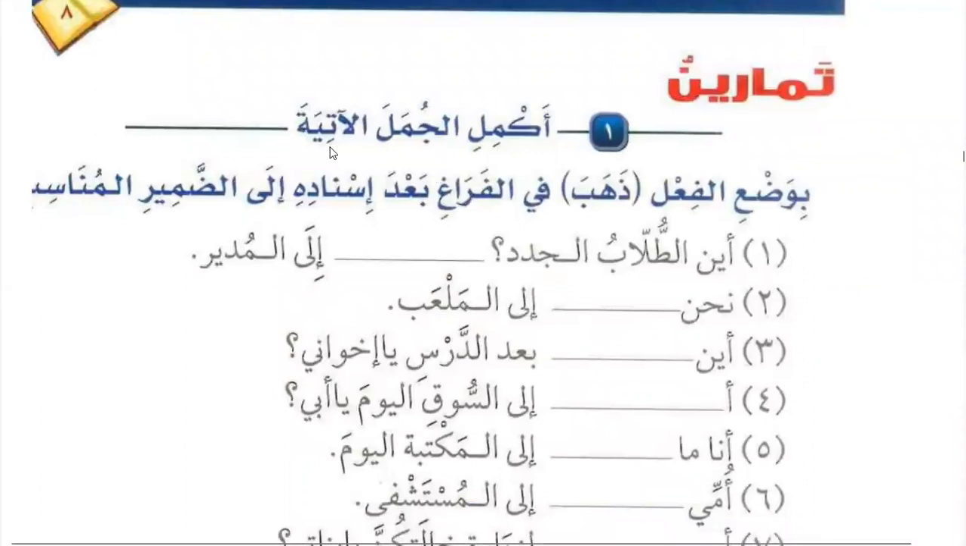Okay, Akmil al-Jumal al-Atiya, complete the following sentences. Be what dil fail zahaba by putting the fi'l zahaba in the blanks, ba'da isnadihi after predicating it, ila zamir al-munasib to the appropriate pronoun. So you need to fill these blanks with the verb zahaba.